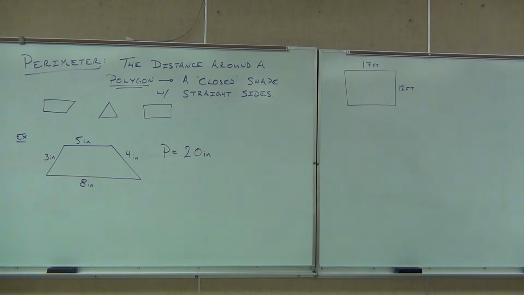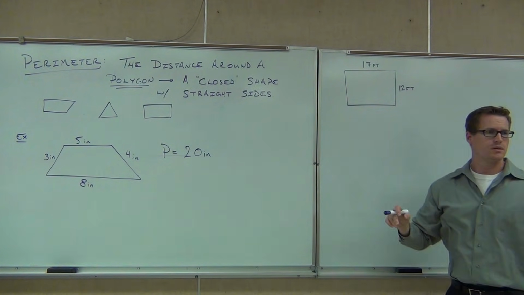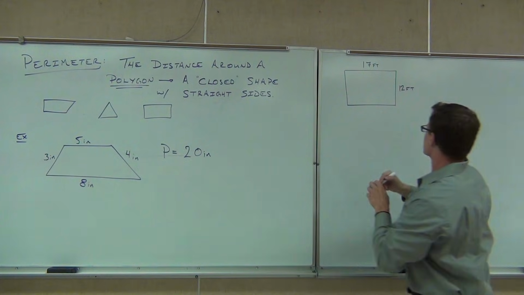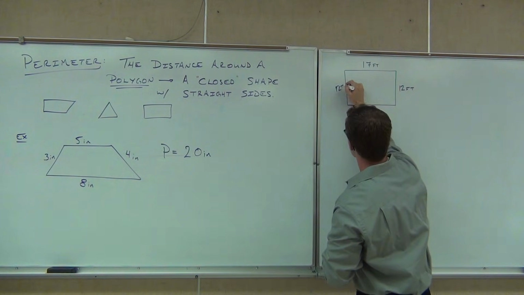True or false? We need only 29 feet of baseboards. False. Yeah, that's definitely false, right? That would just take into account half of my room. In order to do this correctly, we know that if this is 17 feet, what was your name? Jack. You just write, this is also 17 feet. And this would also be 12 feet.